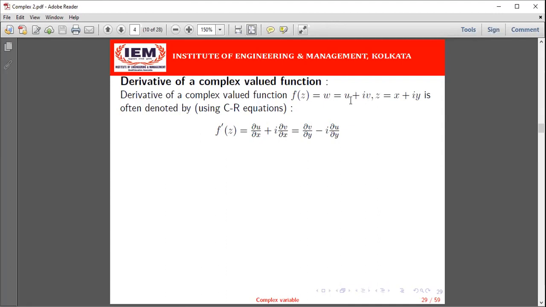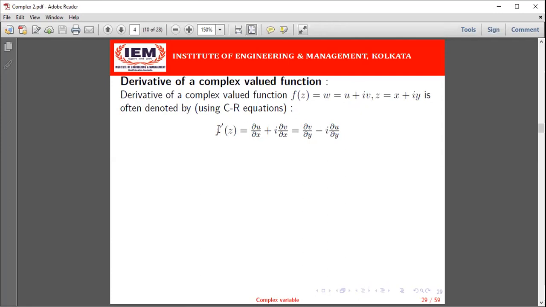So if we consider the partial derivatives of u and v with respect to x only, since they are satisfying the Cauchy-Riemann equations, if we want to convert the partial derivatives in terms of y, then we know that del u del x will be del v del y, and del v del x will be minus del u del y. By substituting that also, we can convert the derivative in terms of the partial derivatives with respect to y. So this is the definition.